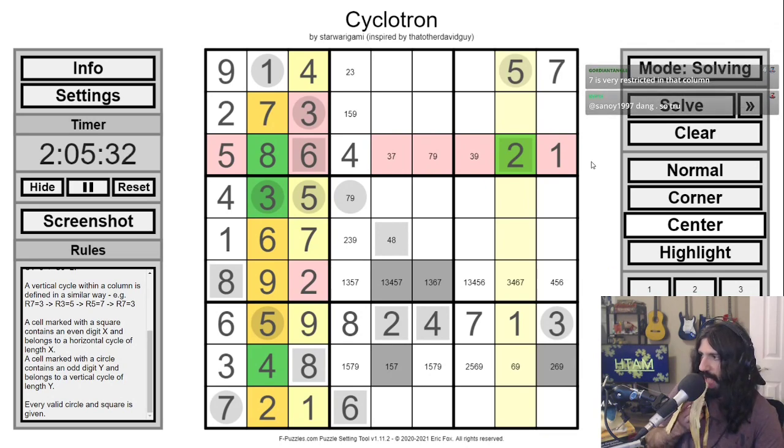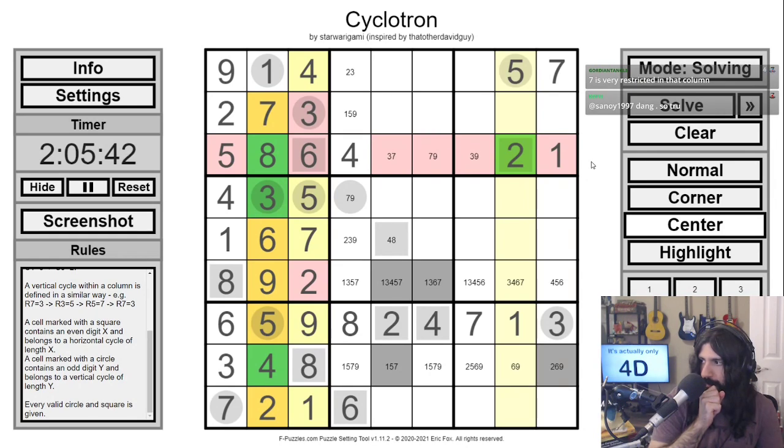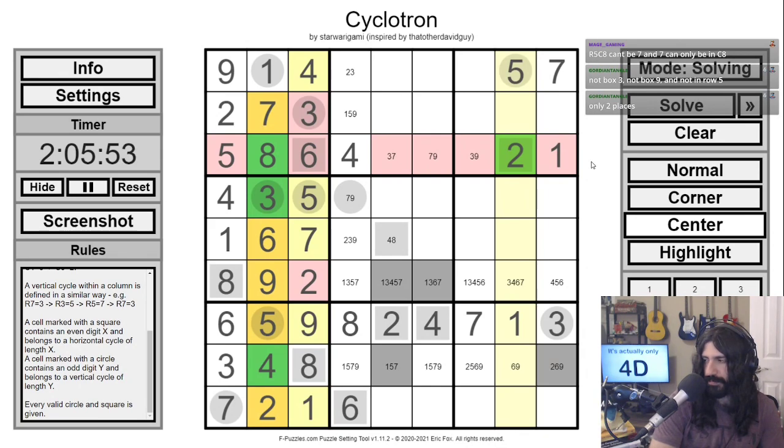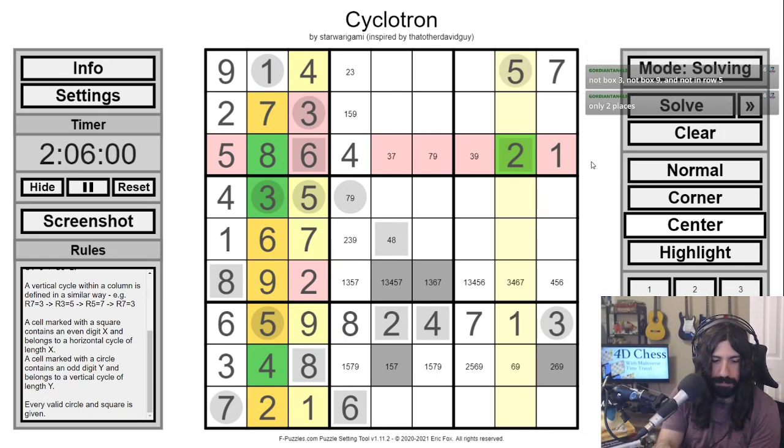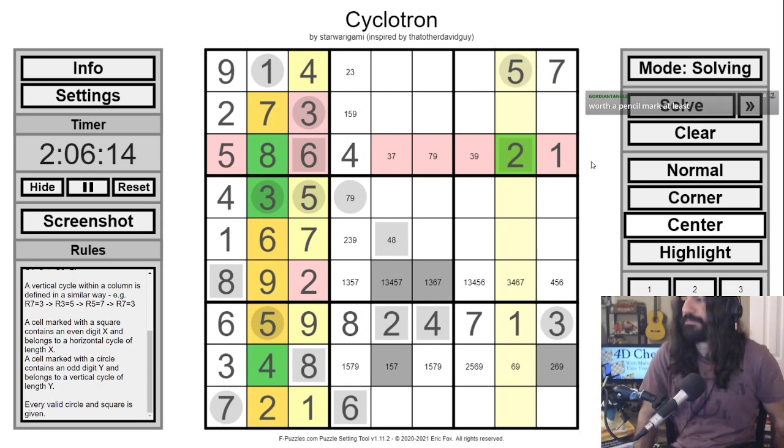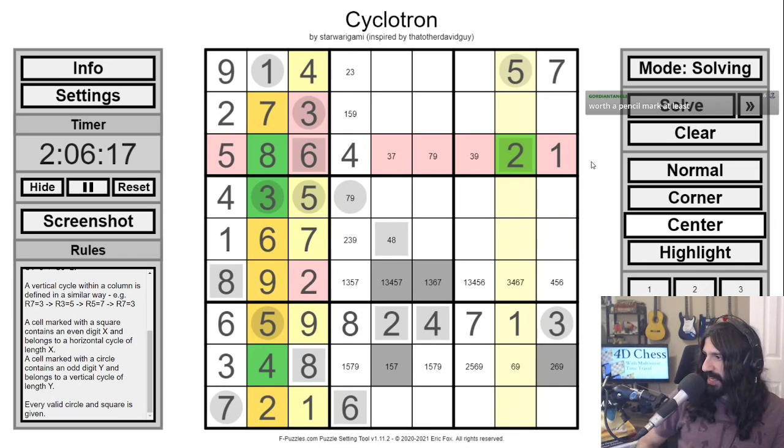Because 1 is in row 7. The 7 is part of the cycle. All right. Because it is a cycle, I guess there's something before the 1.